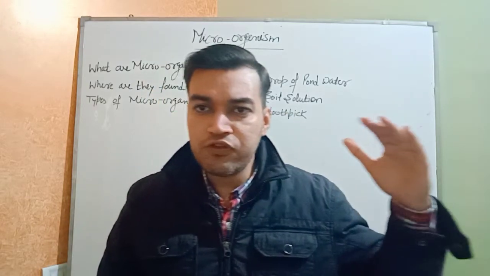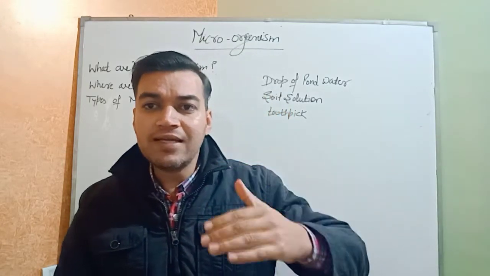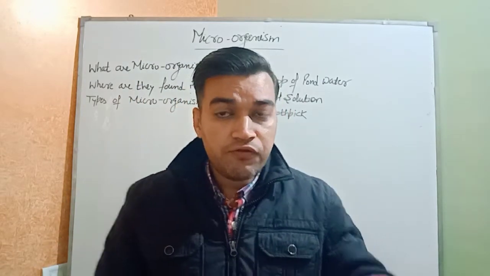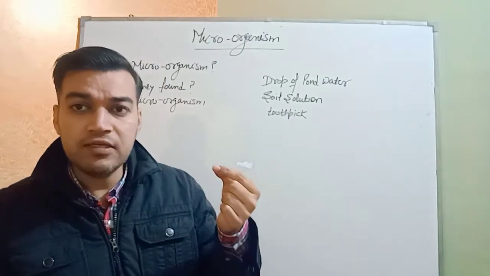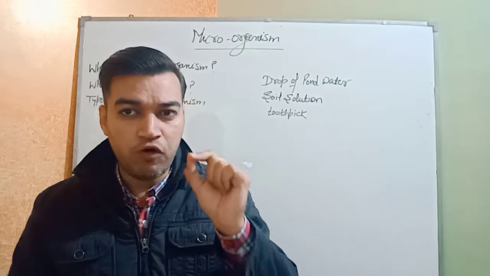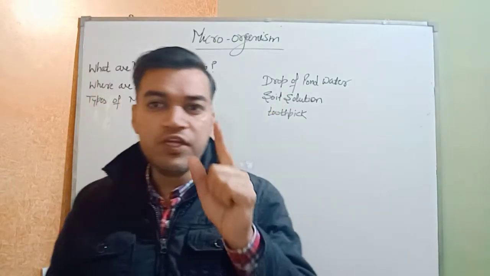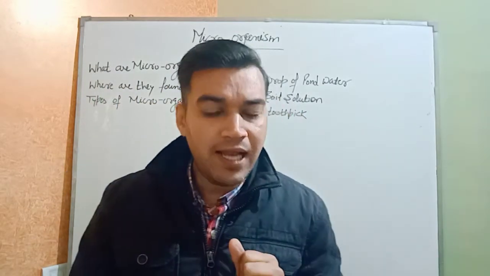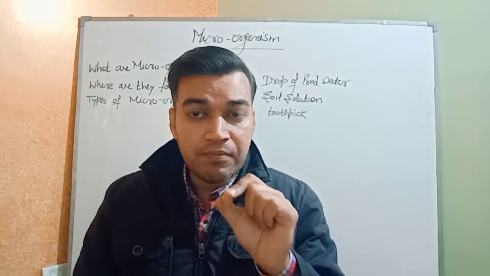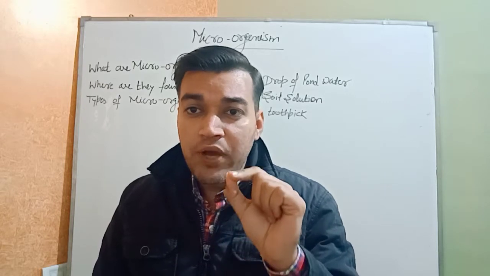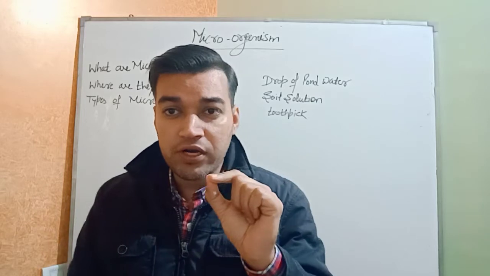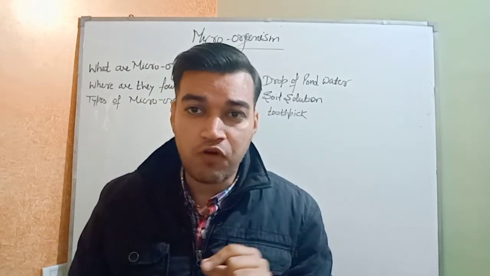With the help of three activities, we can confirm whether they really exist in our environment or not. First, take a small amount of pond water, take one droplet of it, and observe it in your microscope in your biology lab. We can see very tiny microorganisms floating on the surface of the drop.